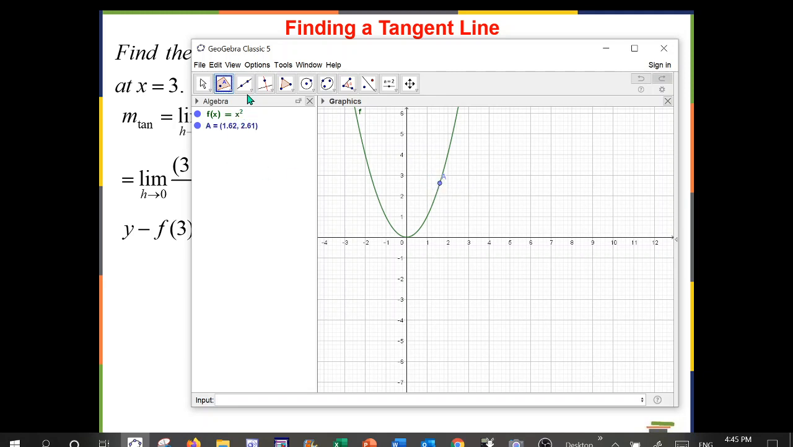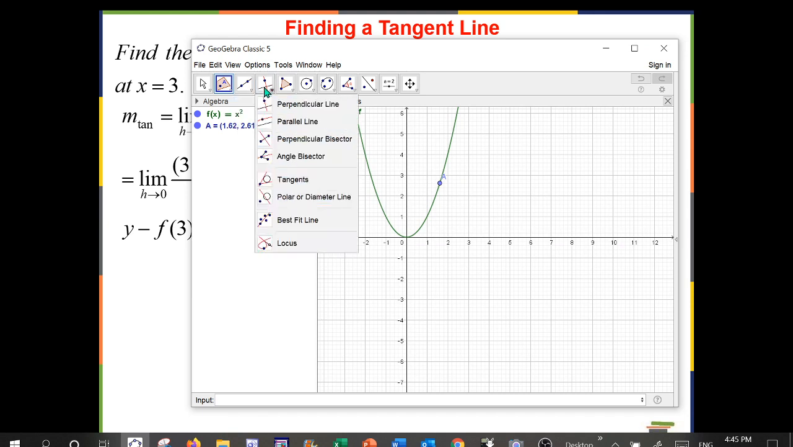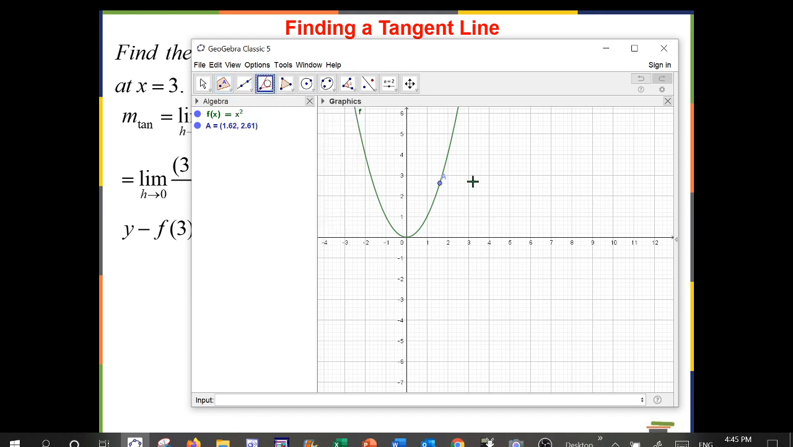There you go. Okay, and then I'm going to graph a tangent to it. So let's go graph a tangent. There you go. And that point right there. Now if I move that point, you see that's the tangent to this graph, and we found the tangent at 3, which is way over there.